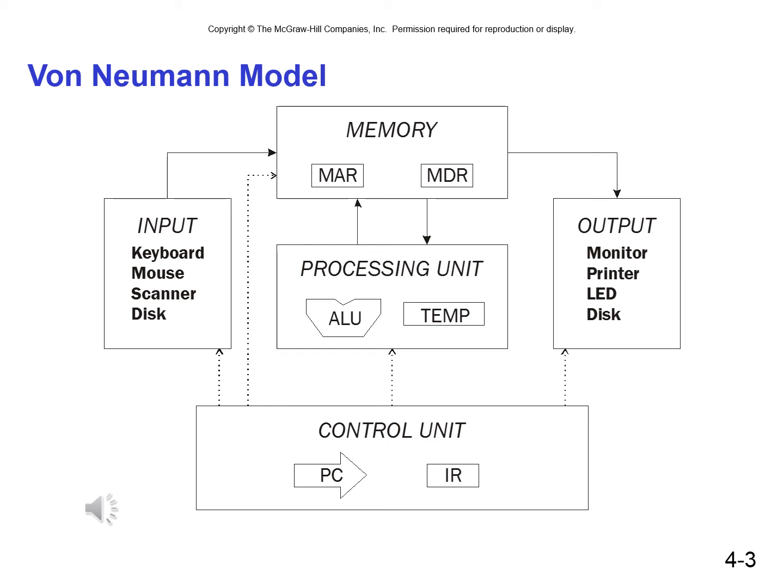Outside of the processing unit, we have the control unit, which has the program counter and the instruction register. You're going to see this firsthand when we start programming. The program counter holds the address of the next instruction to be moved into the instruction register. That's the IR. And we also have access to memory.